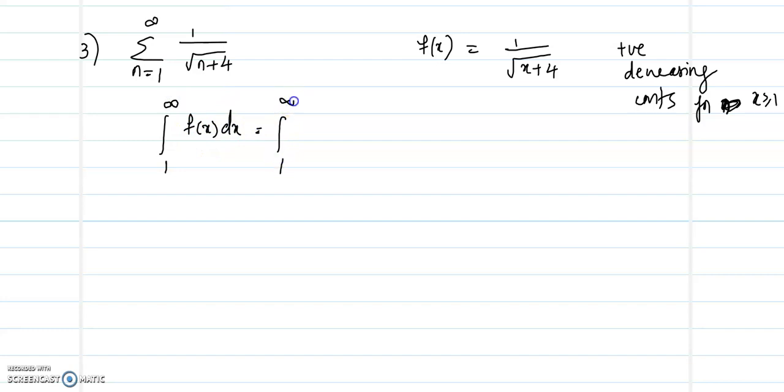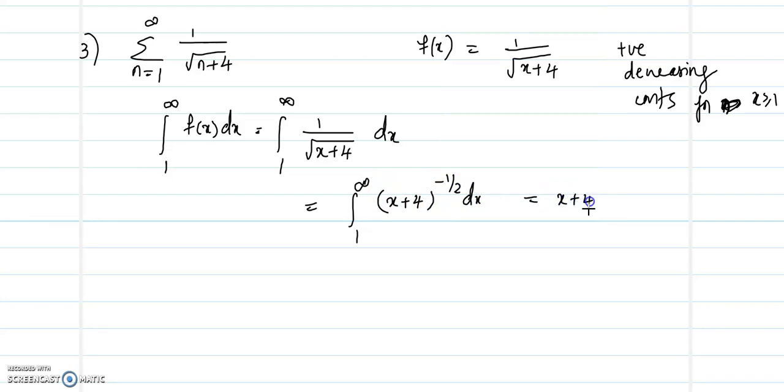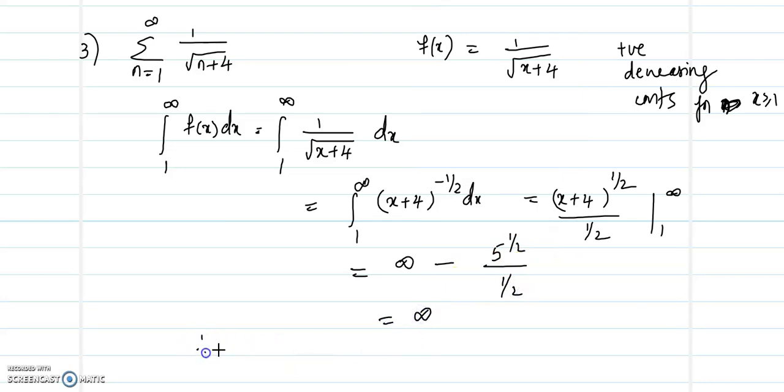So that will be the integral 1 to infinity 1 by root of x plus 4 dx. So that will be the integral 1 to infinity x plus 4 whole raised to minus 1 by 2 dx. So the integral will be x plus 4 whole raised to minus 1 by 2 plus 1, so that will be plus 1 by 2, by 1 by 2, from 1 to infinity. So at infinity the value will be infinity, and at 1 we'll get 5 raised to 1 by 2 by 1 by 2. So the value is going to be infinity. So therefore the series diverges by integral test.